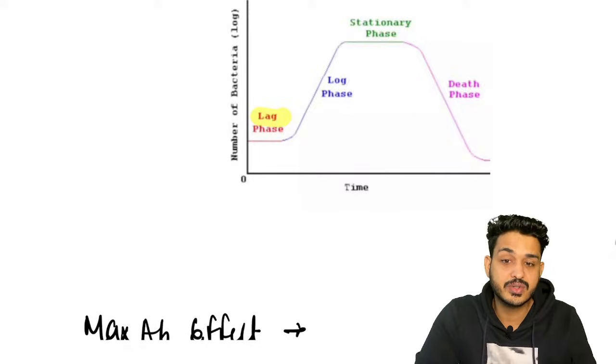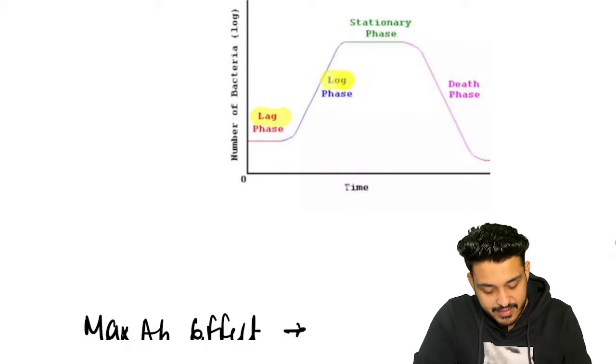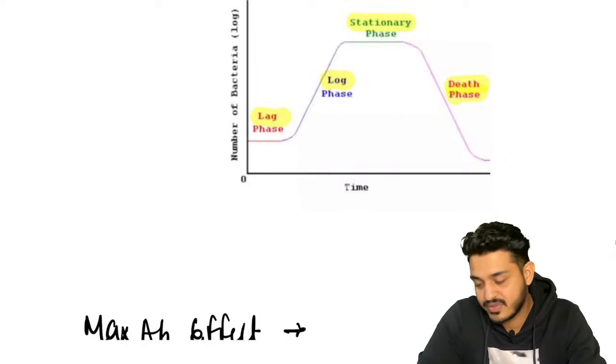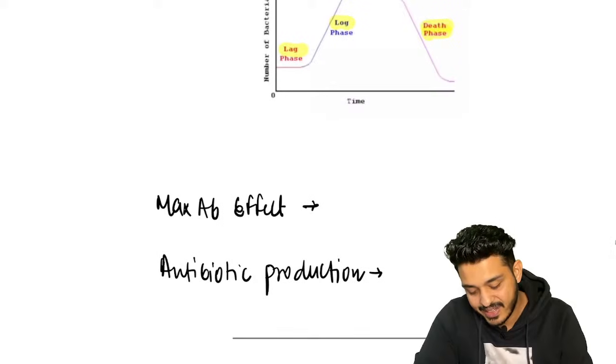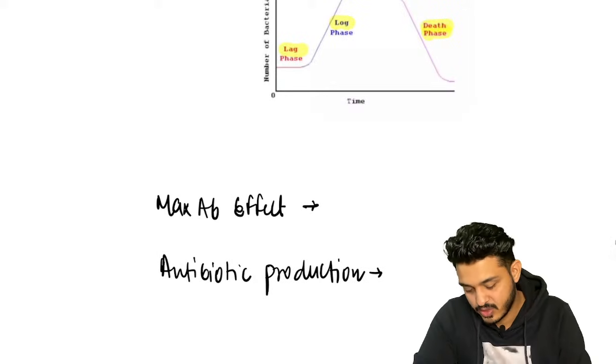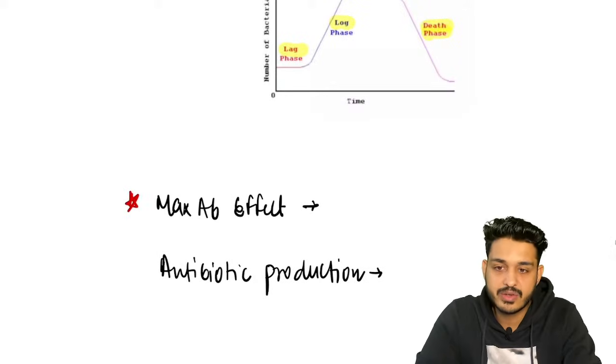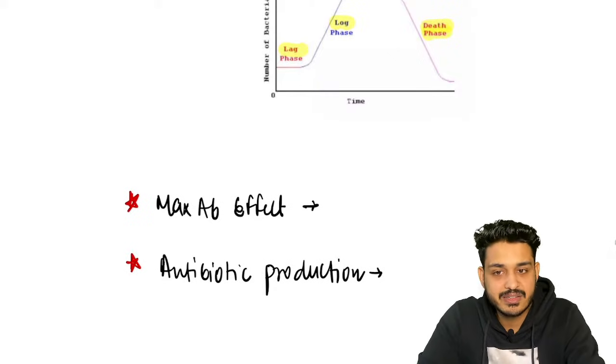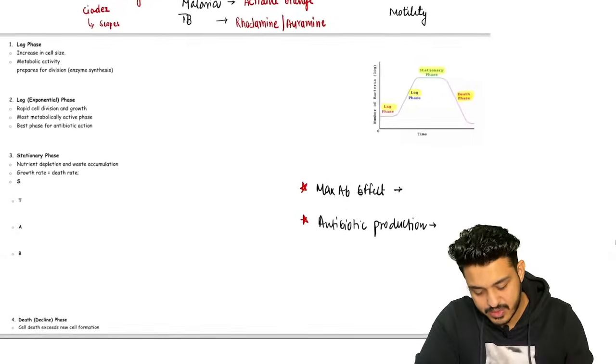The first phase is known as lag phase, the second one is known as log phase, the third one is stationary, and the fourth phase is known as death phase, right? In which phase will you get the maximum antibiotic effect? The question is, maximum antibiotic effect you are going to get in which phase, and antibiotic production takes place in which phase, right? So this is going to be a simple story of a bacteria.